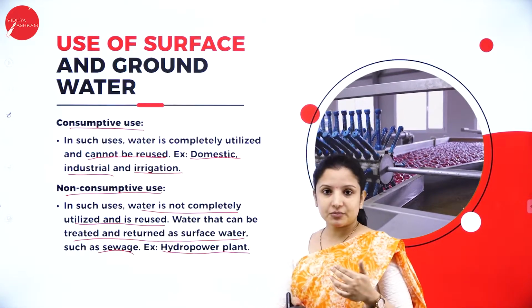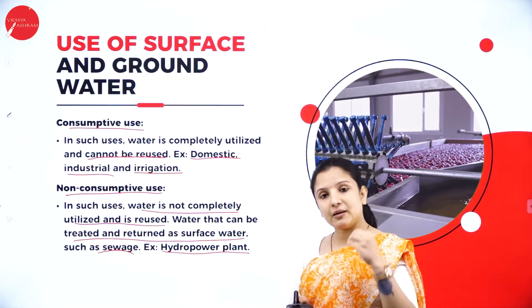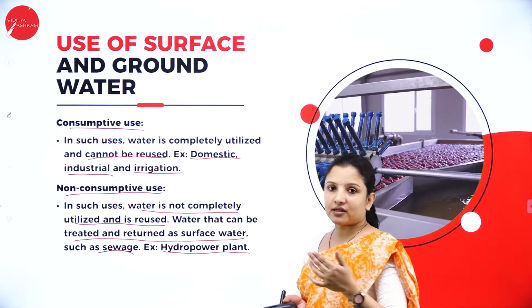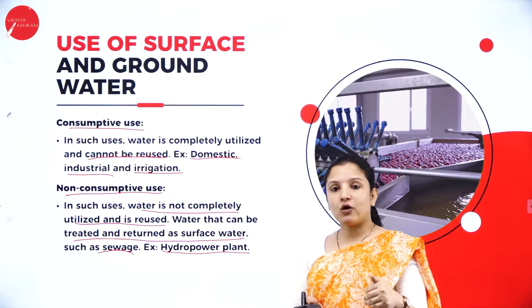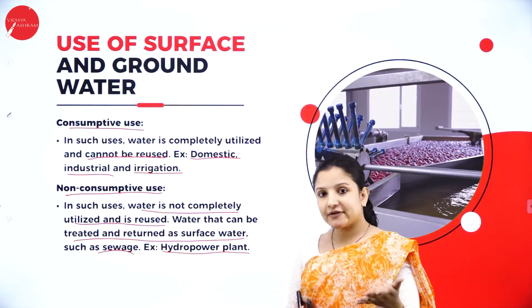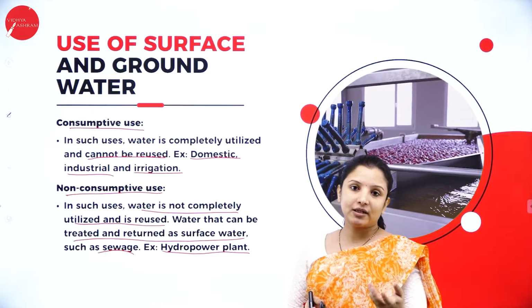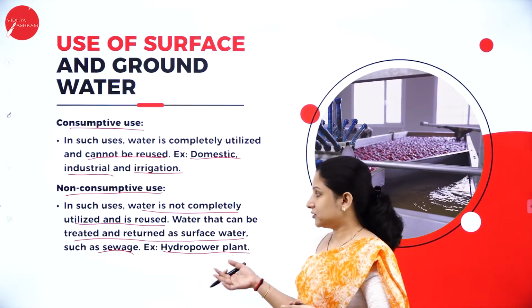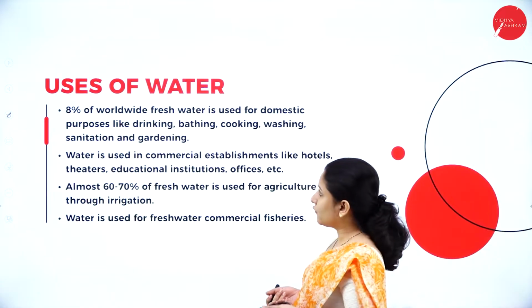Next is non-consumptive use, where water is utilized for the purpose. For example, in a hydroelectric plant, but that used water you can again replenish and recycle through sewage treatment, and again utilize it for domestic purposes and various other purposes. So that is non-consumptive use of water.